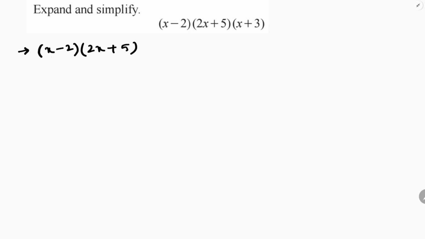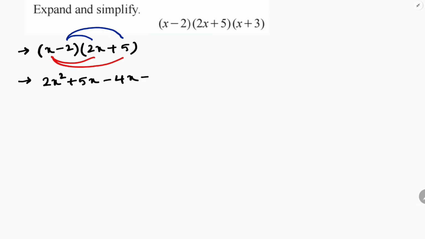Here I'll take x and multiply for both, and I'll get x into 2x, 2x square, x into 5 is 5x. Now I'll take minus 2 and multiply for both. Minus 2 into 2x is minus 4x. Minus into plus, minus 2 times 5 is minus 10. So if I simplify this, 2x square plus 1x minus 10.